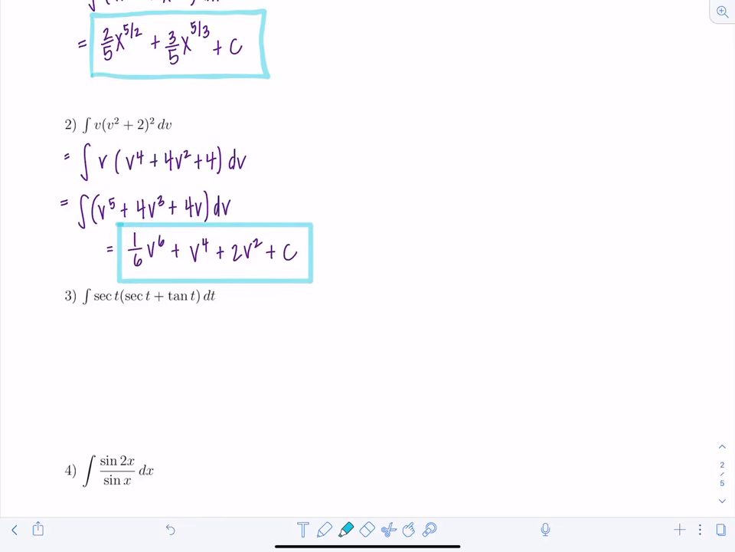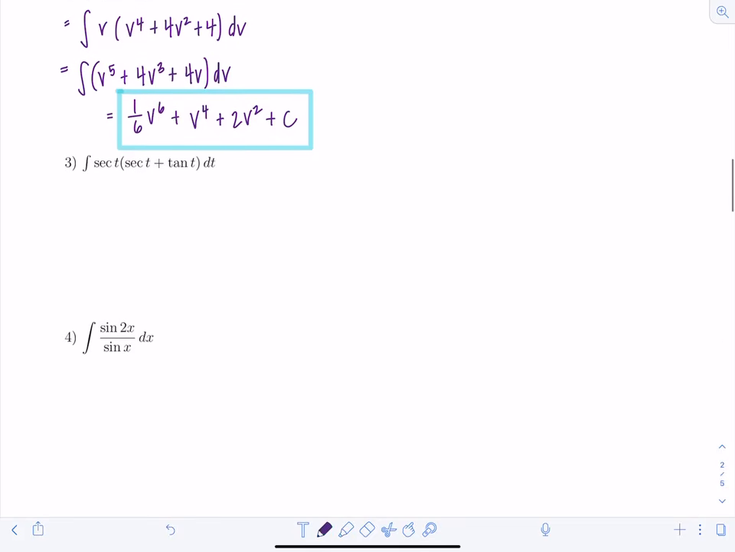Nice. Example 3. I have the integral of secant times the quantity secant t plus tan t. So let's distribute the secant. So we'll have secant squared t plus secant t tan t dt. Don't forget that dt, otherwise it's wrong. Okay. Well, I'm pretty much done because I know the antiderivative of secant squared, or at least you should, and I know the antiderivative of secant t times tan t, right? Antiderivative of secant squared is going to be tangent t, plus antiderivative of secant t tan t is secant t plus c.